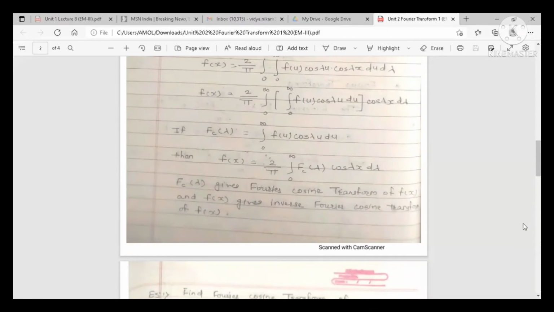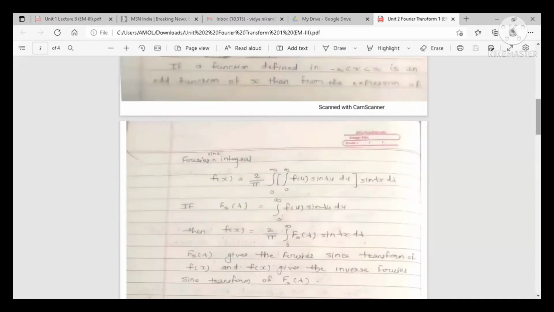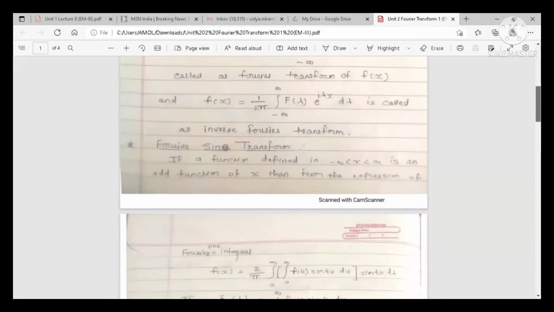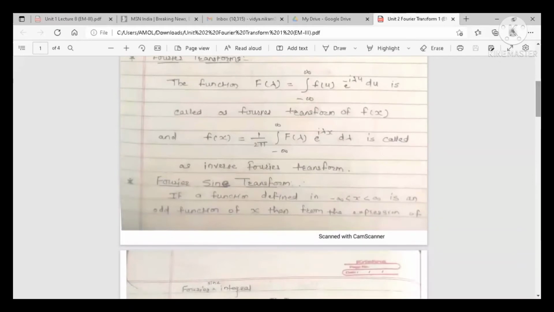Here we discuss three results. First one is for a general function, which is neither even nor odd. For that function, the formula to find the Fourier transform is F of lambda equal to the integration from minus infinity to infinity of f of u e raised to minus i lambda u du. Then the formula to find the inverse Fourier transform when it is neither even nor odd is f of x equal to 1 upon 2 pi, integration from minus infinity to infinity of F of lambda into e raised to i lambda x d lambda.